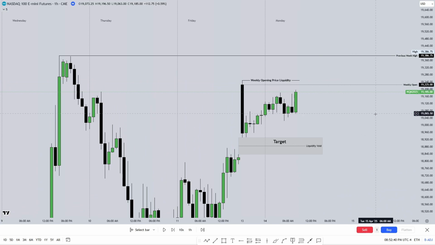But back to the analysis right here: what areas can I look for price to then draw to this liquidity void right here? I want to bring your attention to this high right here.